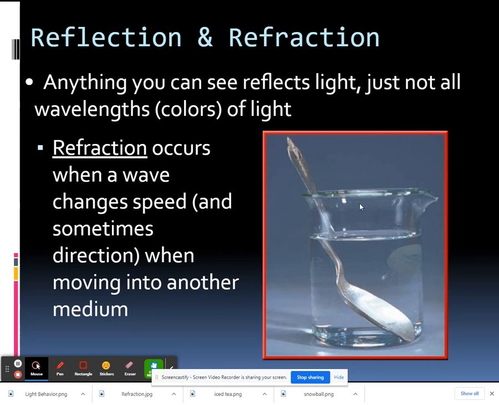Because gases and liquids behave differently. And so it appears to change the image we see, because the light is changing speeds when it's through the liquid before it gets to our eyes versus when it's just in the open air up here. And that phenomenon where light changes speeds as it goes from one medium into another is called refraction. And it makes it appear that the spoon or any object is bent.